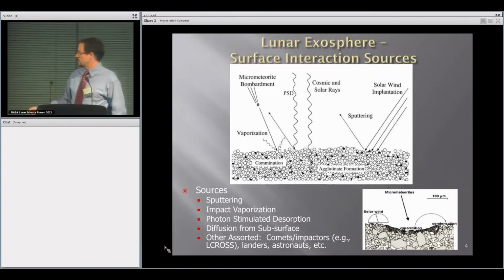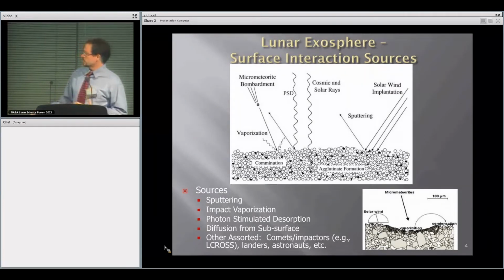For each of these different processes, there are more complicated microphysics and interactions that go along with each of them that are difficult to study with observations and often require lab experiments to understand more fully.